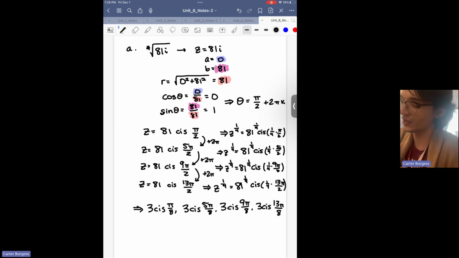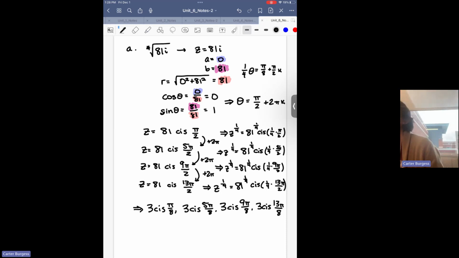We ultimately know that we're looking for 1/4 of theta. And so 1/4 of theta should be equal to pi over 2 times 1/4, which is going to be pi over 8, and then 2 pi k times 1/4, which should be pi over 2 times k. Same values of k is what you're looking for. You're looking for k equals 0, 1, 2, and 3, and that would give you the same solutions that we have here. So yes, you definitely can.